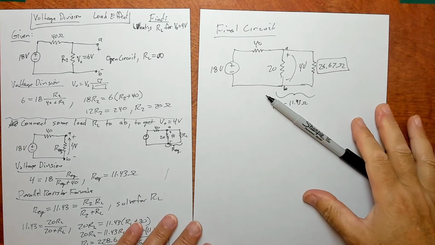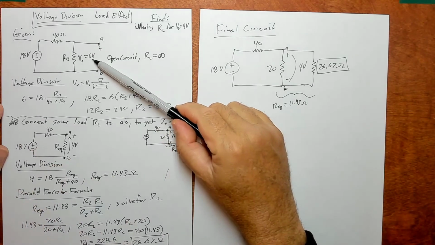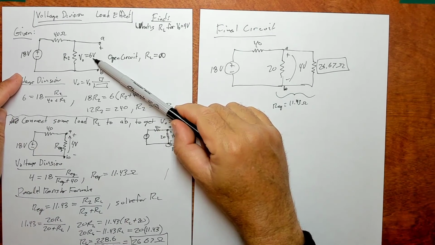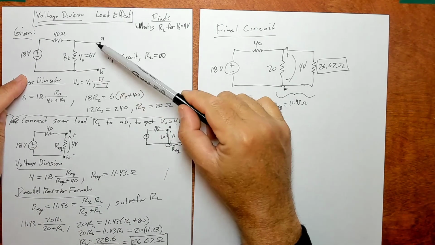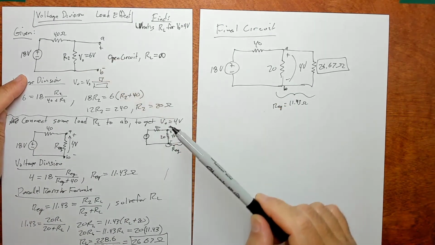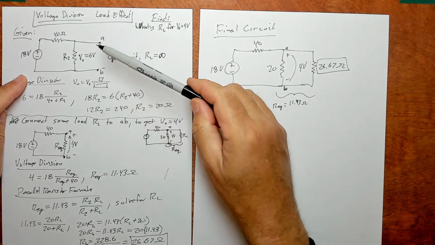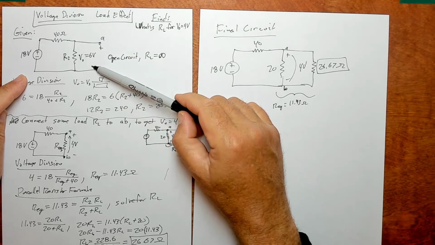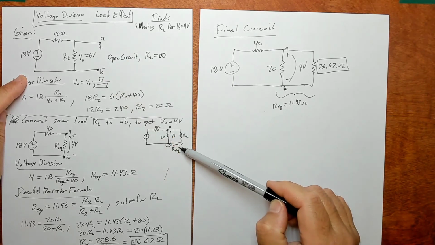Good problem. It's starting out with a voltage divider that has a 6 volt on this branch with an open circuit, and then when you hook up a load to it, it changes this division problem, right? Basically that's it.